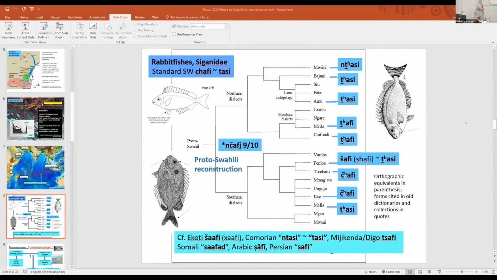Chaffee, a fish some of them will know, it's a rabbit fish. Tassie to others. Chaffee, Tassie in the north, is one candidate. So if you look at the Arabic, I'm not sure I know how to pronounce this, but Safi, and the Persian, also Somali possibly, there looks as though there's some relationship there. I can't prove it, but it's possible that that's an old inherited term. Old because it has the Bantu prefix, the 9/10 class prefix. The reconstructed form is Nchaf.